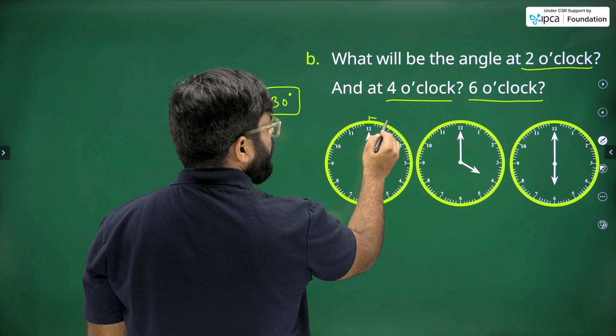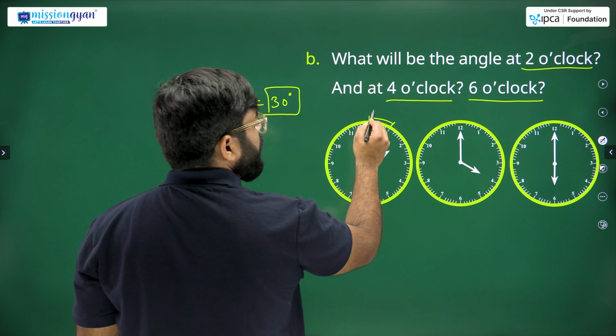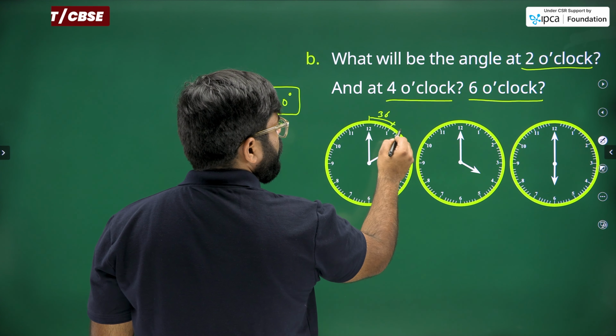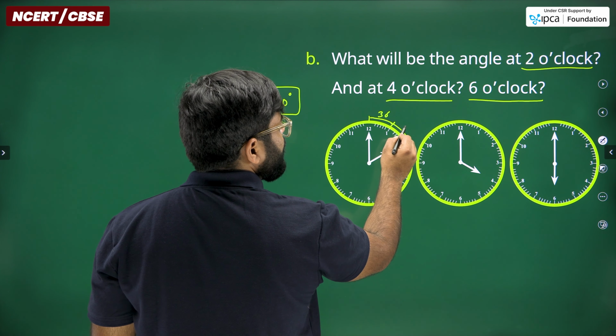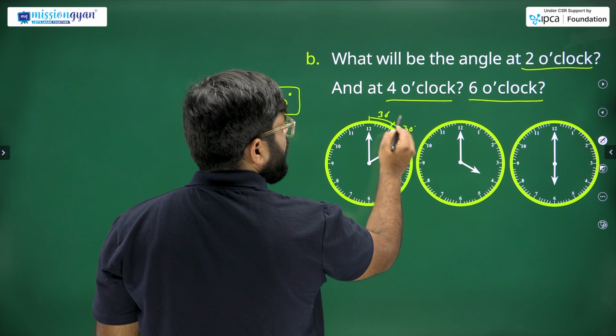So this is one part. 12 to 1 is one part. Yes or no? And from 1 to 2 is another part. That is, it is the second part. It is also of 30 degree.